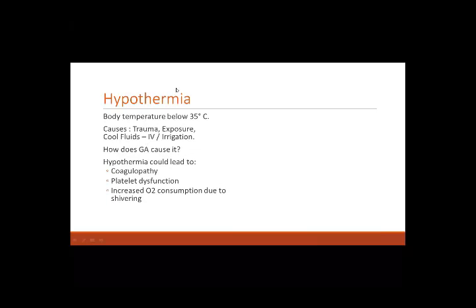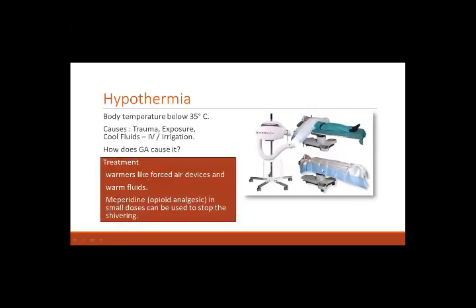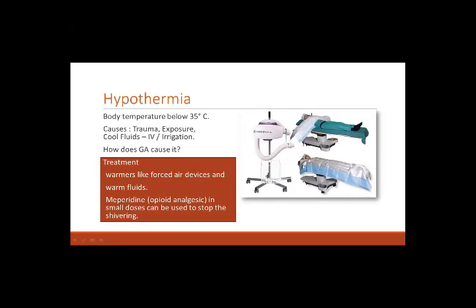Okay, and this is really bad because it can lead to coagulopathy and platelet dysfunction and increased oxygen consumption due to shivering. You know, this does form the deadly triad if you don't deal with it immediately. What do we have to do? Use warmers like forced air blankets, something like this, in which warm air is pushed into the blanket and the patient is kept warm. And then you could give small doses of meperidine to prevent shivering. This is the condition when the patient is obviously shivering rapidly to generate enough body heat.